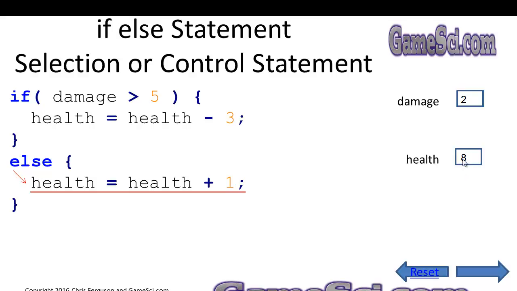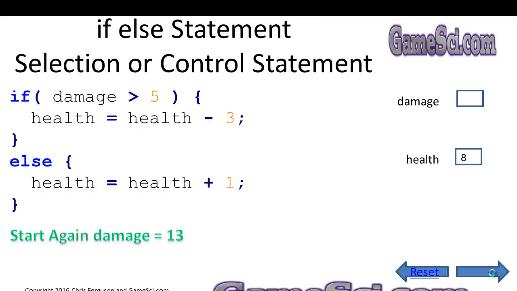And it all happened because our condition was false. All right, after it's done executing the else portion of the code, it will continue on with the rest of the program. See why it's called a control statement? What happens here is it controls the path the program takes. It controls which code executes. All right, let's try this again.